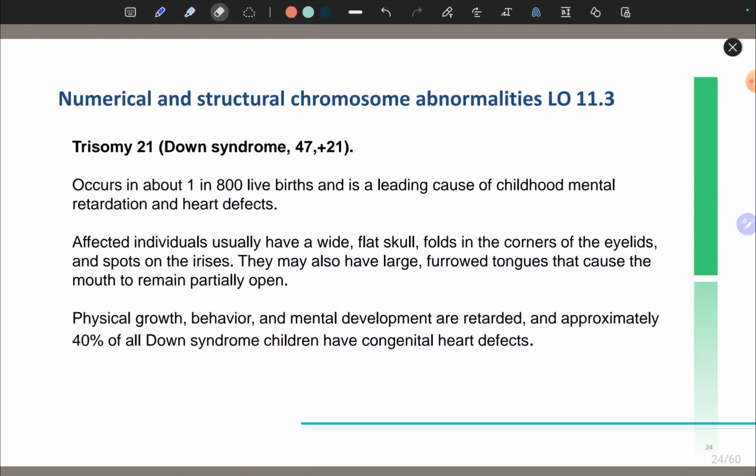As you see, this number is not fixed. It is the leading cause of childhood mental retardation and heart defects. Affected individuals usually have a wide, flat skull. Morphologically, when you look at them, you can find many of these features. I'll repeat them: flat skull, folds in the corner of the eyelids, spots on the irises. They may also have large furrowed tongues that cause the mouth to remain partially open.